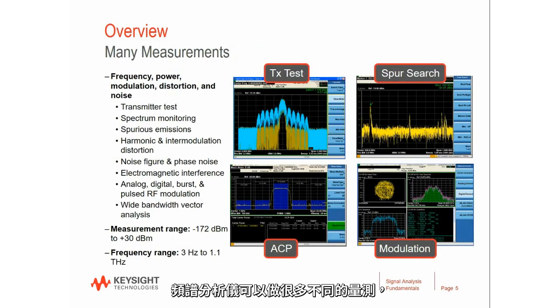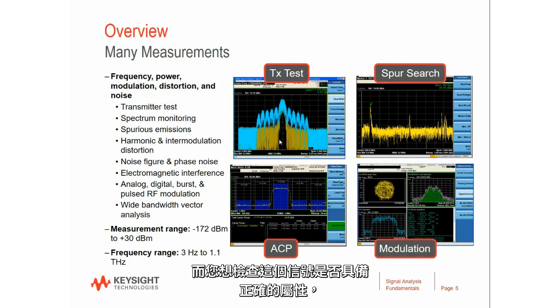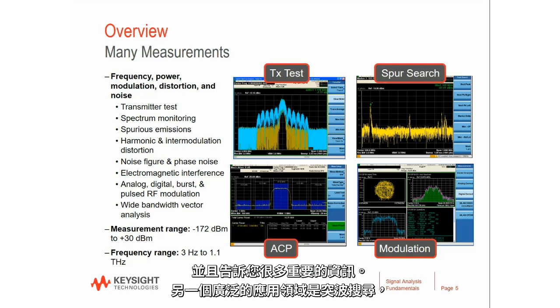A spectrum analyzer can make a lot of different measurements. I'll just briefly say that one very big application area is transmitter test. You've got a transmitter that's trying to intentionally radiate a signal, and you want to check that that signal has the right kinds of properties. A spectrum analyzer or signal analyzer can look at that signal in many different ways and tell you lots of important things about it. Another broad application area is spur search.